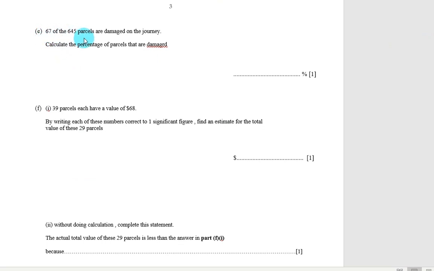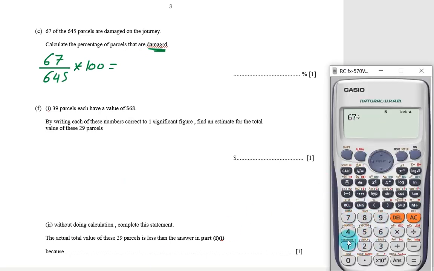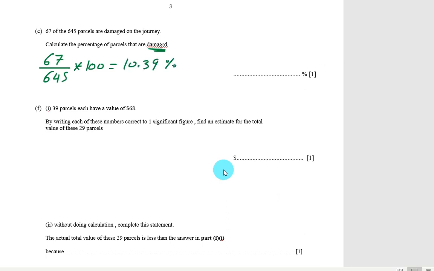67 of the 645 bracelets are damaged on the journey. Calculate the percentage of bracelets damaged. So 67 of the total 645 will be damaged. Multiply by 100 to find the percent. So 67 divided by 645 by 100 equals 10.39%.